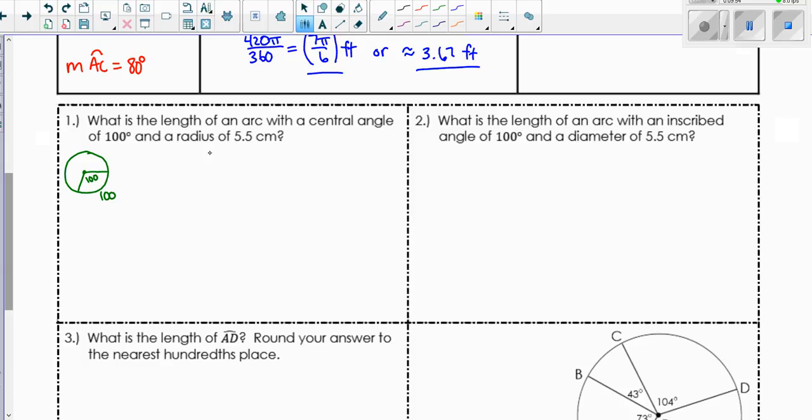It's got a radius of 5.5, so my arc length is equal to 2 pi r, so that's my circumference, times some portion out of 360. Okay, I suggest writing the formula a couple times. So I'm going to say 2 pi times my radius of 5.5, and then I want this right here, which is 100 degrees, out of my whole thing, because the arc length that I'm trying to find is this purple part right here, not the entire circumference. Okay, so then I'm going to say times 100 out of 360.